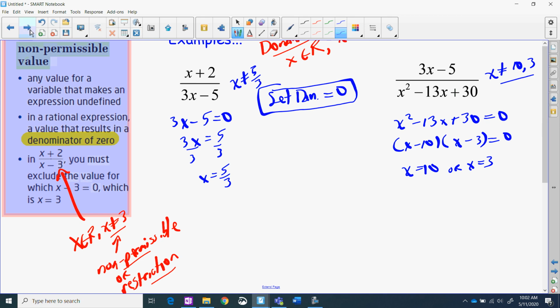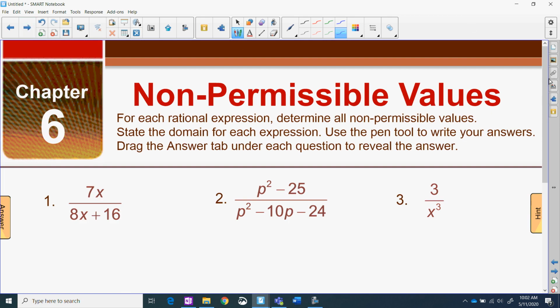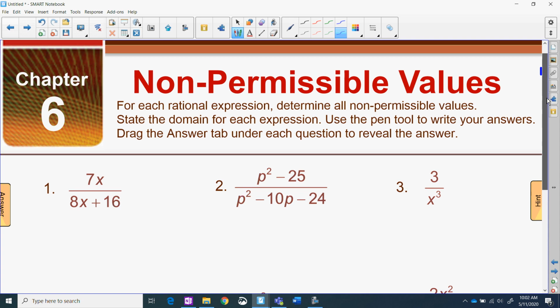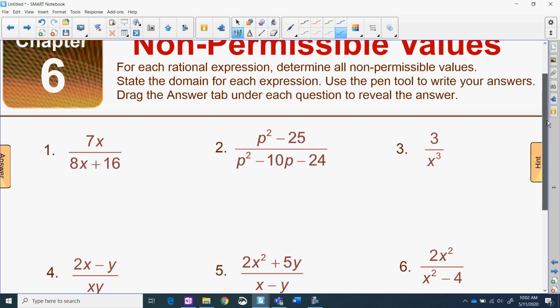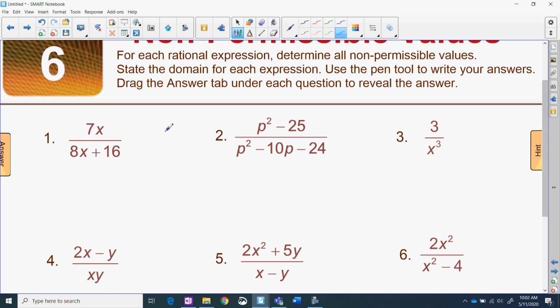Okay, so that, a few more we'll go through real quick here. So these are, I think I got 6 of them here. I want to look at these, and I wanted to get non-permissibles. Right, so if I looked at the first one, it's linear. So I say, okay, what would make 8x plus 16 become 0? 8x equals negative 16. So you just move your number over there, divide by 8, divide by 8. So if x was negative 2, the bottom would be 0, which means x is not allowed to equal negative 2. That's my non-permissible.